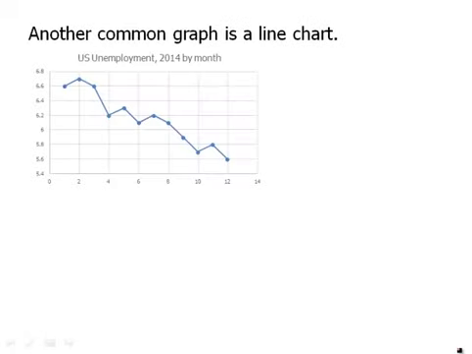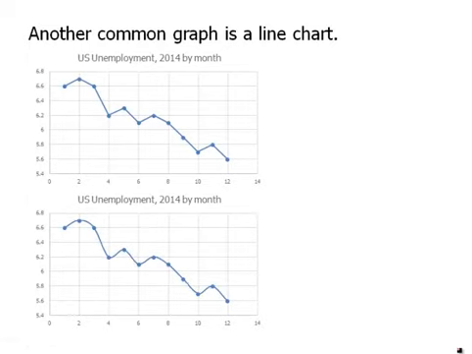Another common graph is a line chart. And the lines connect dots on a particular graph. It could be connections by straight line segments like this, or it could be a smooth curve connecting them. Either one is a line chart. It's basically the same information. It's kind of a stylistic difference. It could appear in either form.